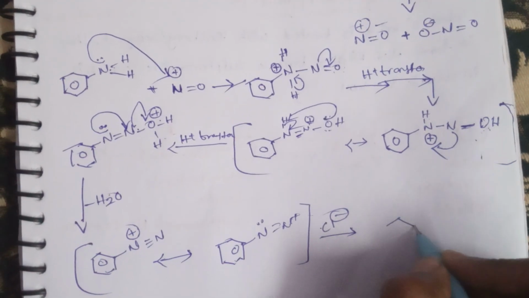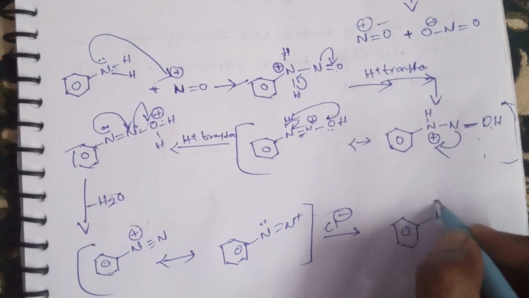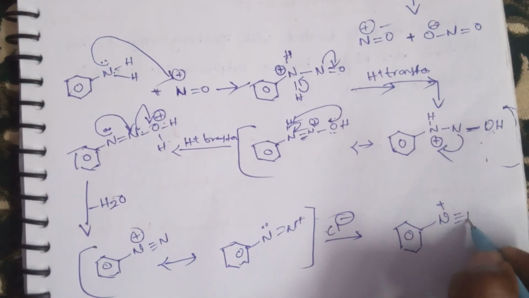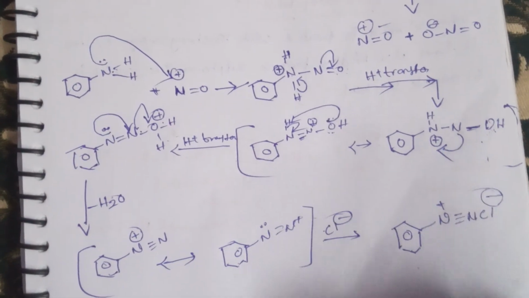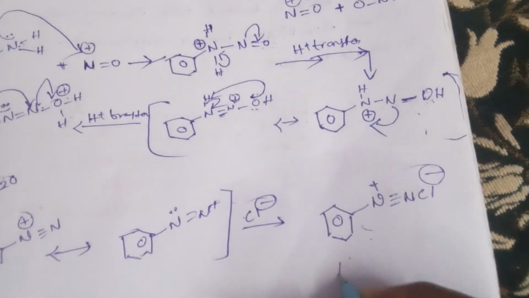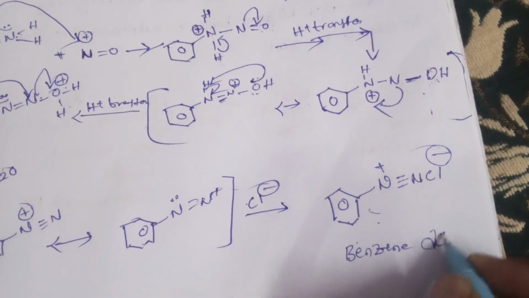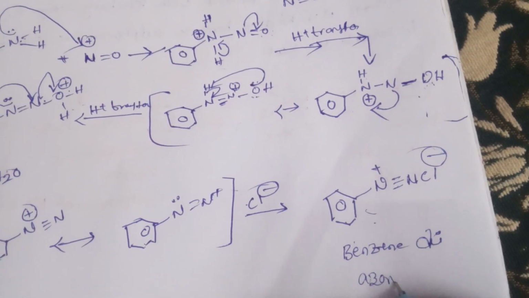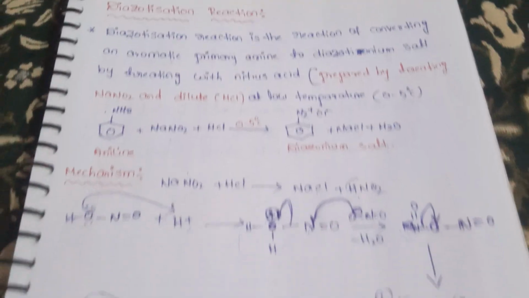So what happens? Benzene N plus triple bond N Cl minus. This is the benzene diazonium chloride. This also is benzene diazonium chloride. Benzene diazonium chloride is formed. This is the mechanism for the diazotization reaction.